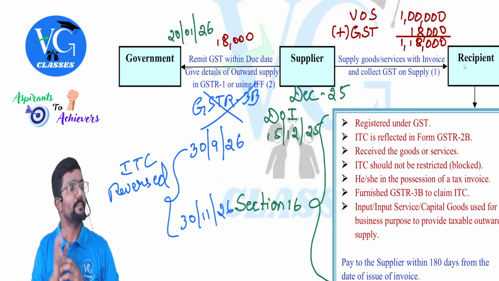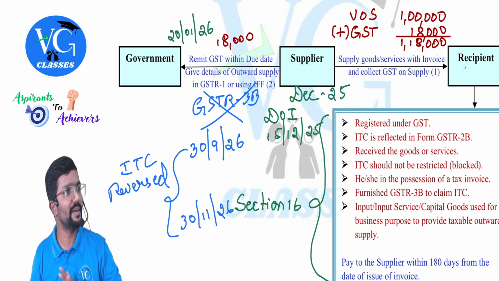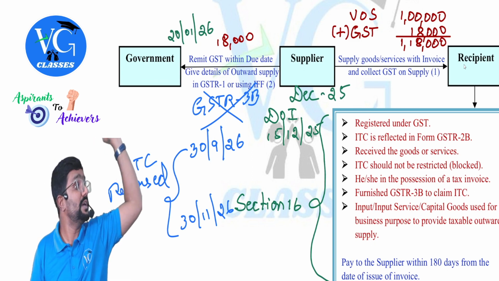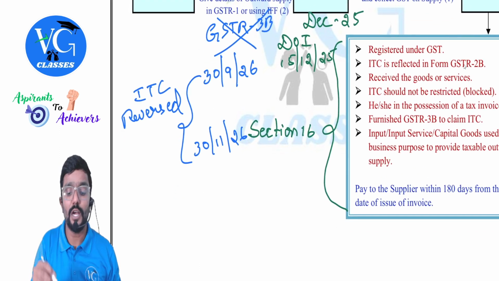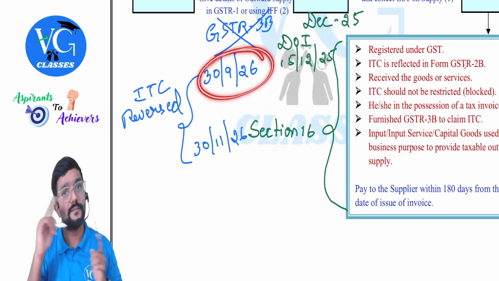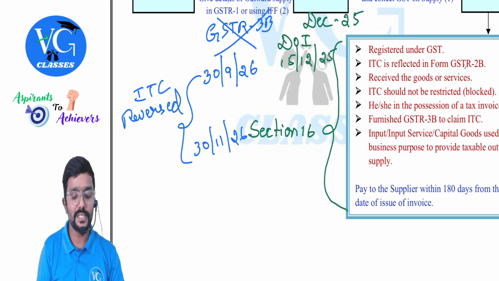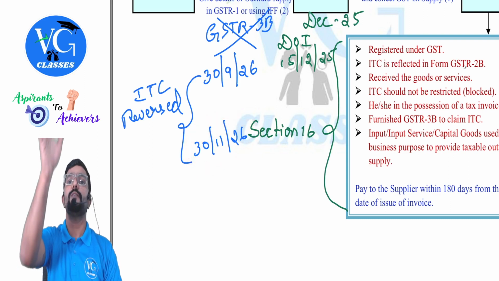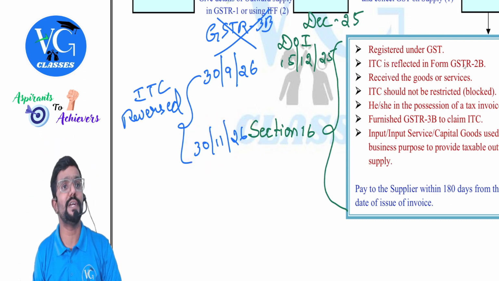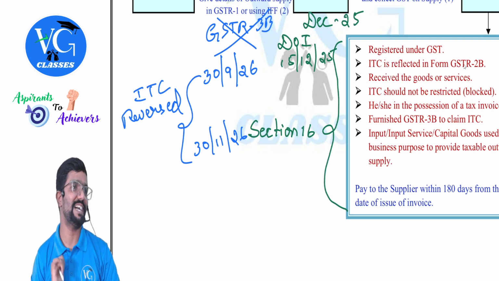20th January. But Rule 37A is telling, I will not reverse it on 20th January only. I will give time till 30th September. If GSTR 3B is not filed by the supplier till 30th September of next year, recipient, please come forward. You reverse the credit on or before 30th November. What if the recipient doesn't reverse it on or before 30th November? He has to reverse it even after 30th November, but from 1st December, interest will start.